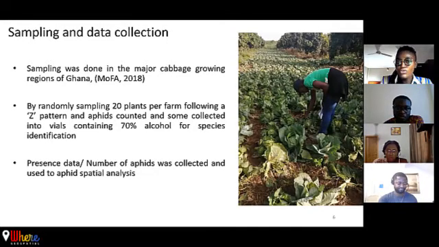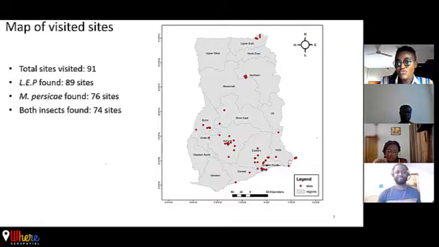And we used a GIS device to record the presence locations. We also counted the number of aphids for each sampling location so that we could use it subsequently for the spatial analysis. So here, this is the map that shows the different sites that we visited.